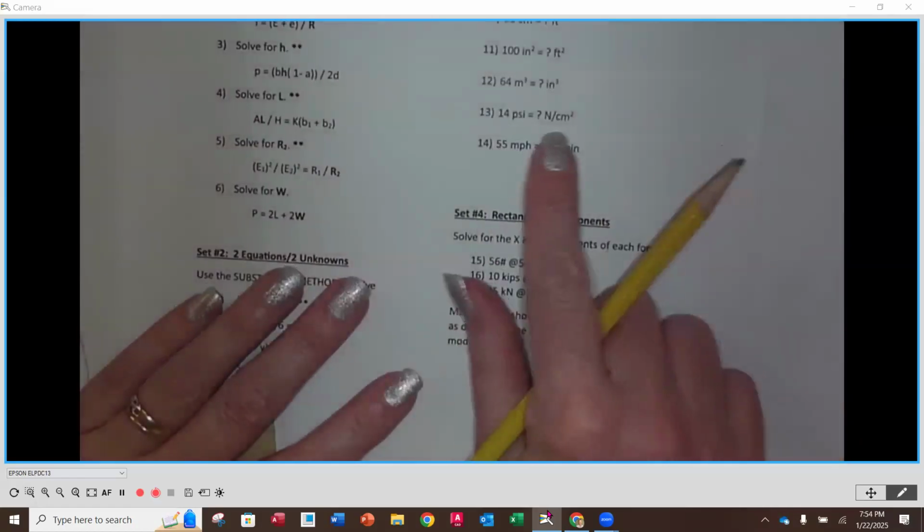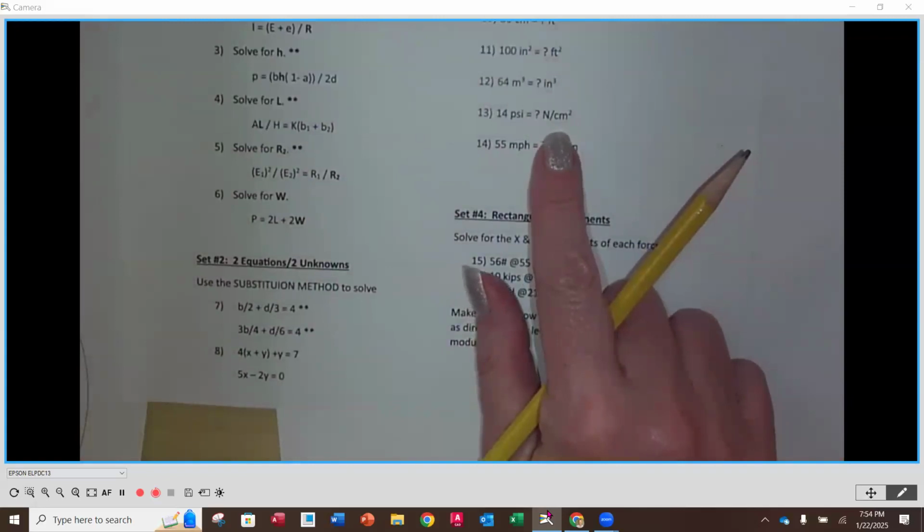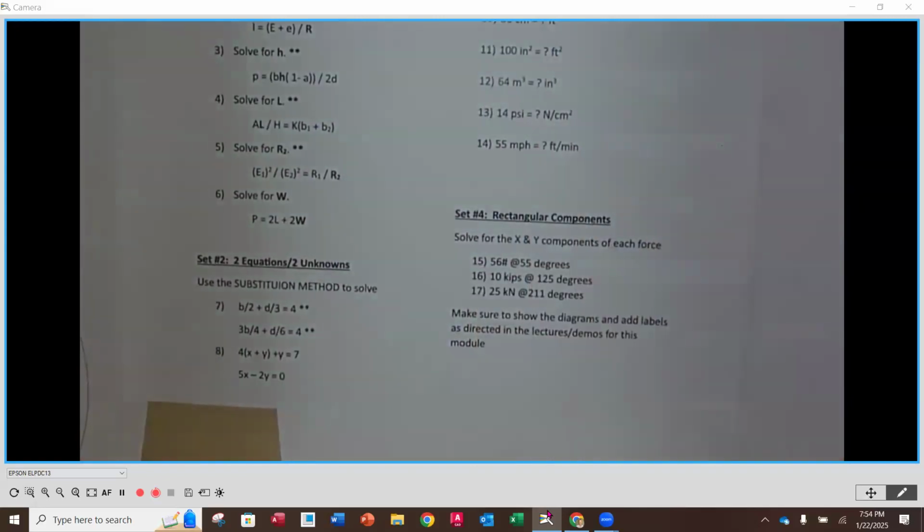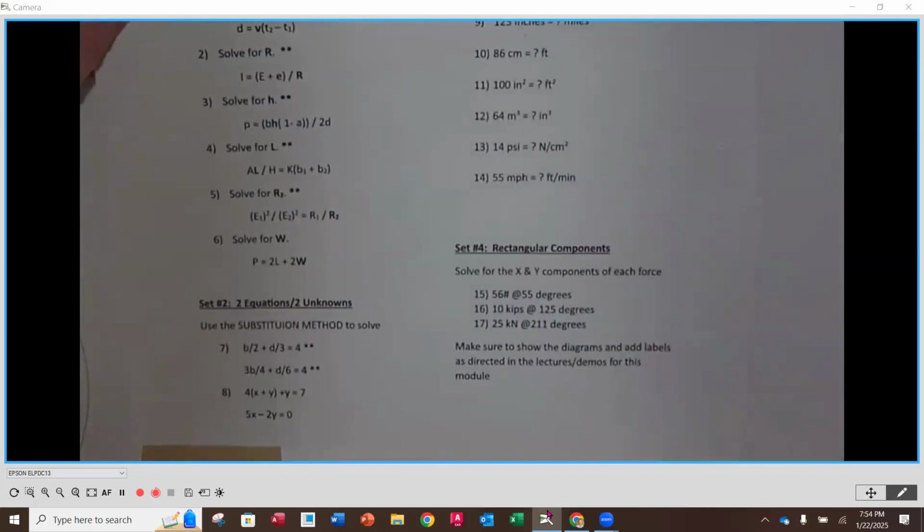The next one that we have is going to be 14 PSI. Okay, 14 PSI to newtons per centimeter squared. This one we might have to look up because I don't even think I know. It's direct.